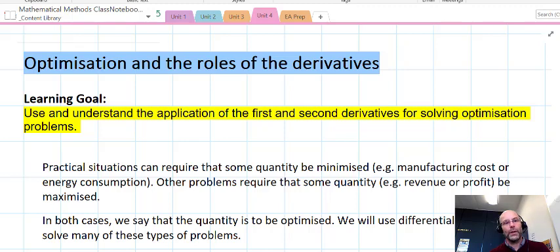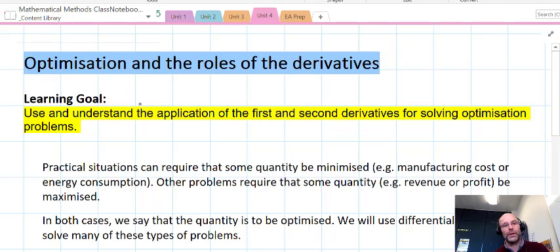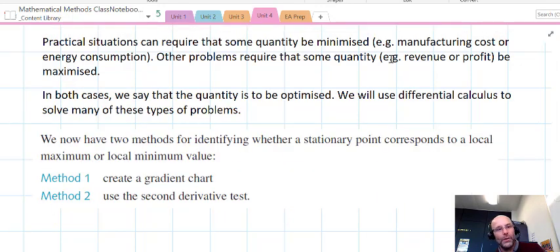Okay, this time we're going to be talking about optimization and what the derivatives do. What are their role? And I'm talking about first derivative and second derivative. And use and understand the application of the first and second derivatives for solving optimization problems is the name of the game in this.